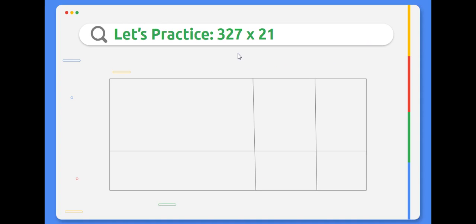Now, let me show you how we break this apart. We're going to take the big number on top, 327. We're going to use that expanded form stuff we talked about. So 300, 20, and 7. Now we're going to take the 21 and we're going to go on the side. That's a 20 and a 1, right? Okay, now let's do the multiplication.